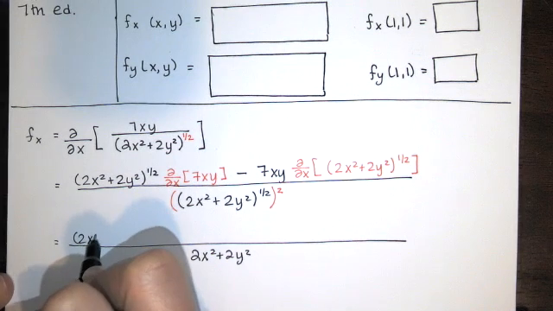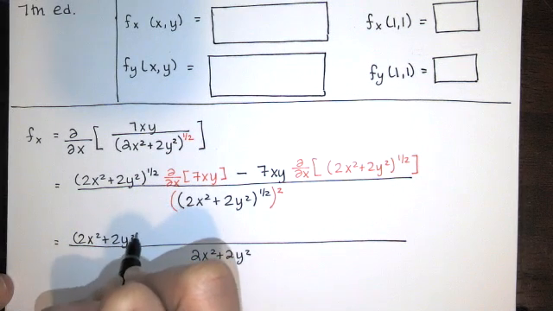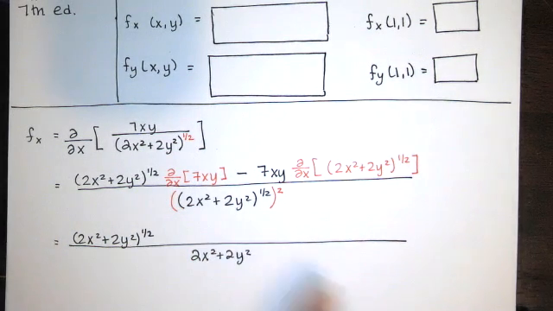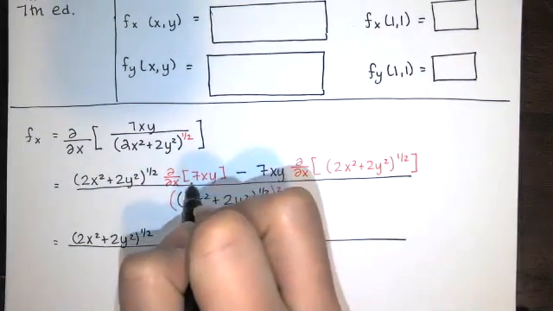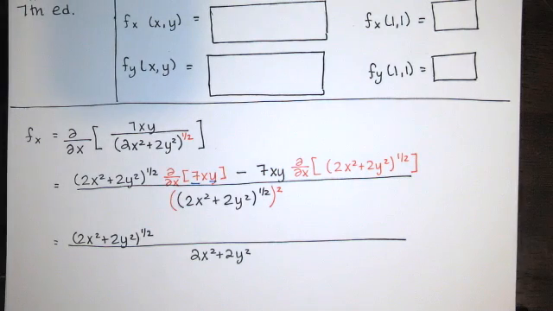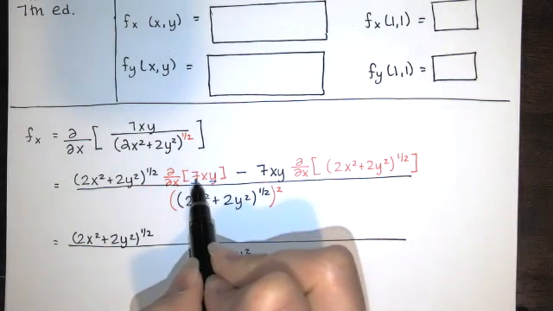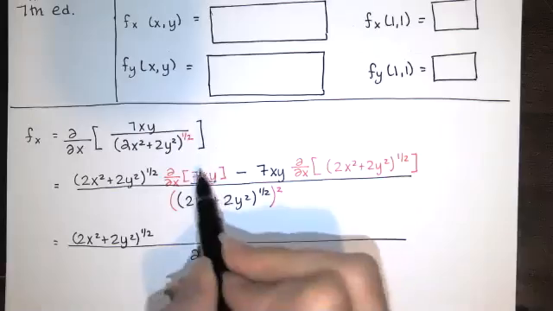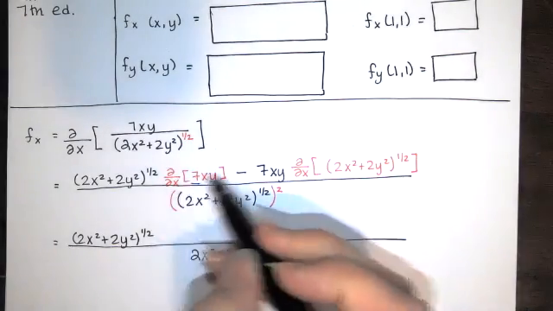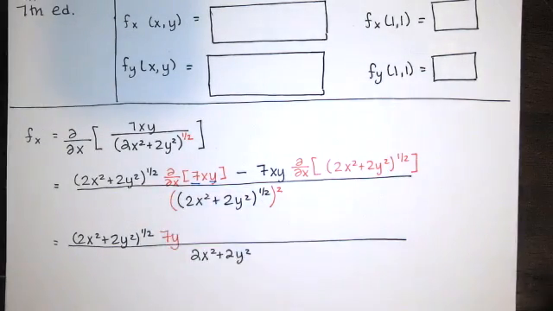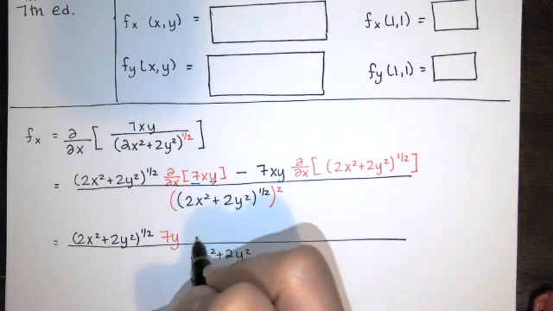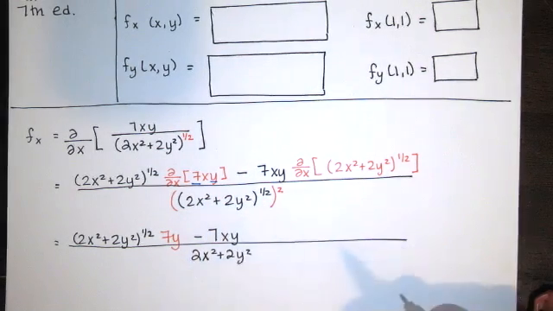So this expression actually just gets pulled down, and then we're taking the derivative of this expression. So I'm thinking of this as a constant times x because I'm treating y as a constant. The derivative of a constant times x is just the constant. In this case, our constant is the 7y. And then I'm subtracting 7xy times the derivative of this expression.